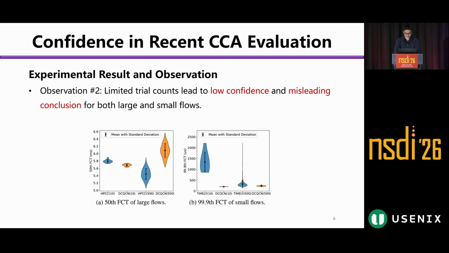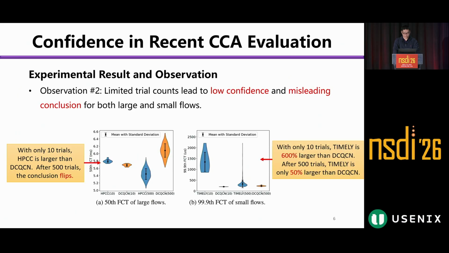The second observation is that limited trial counts lead to low confidence and misleading conclusions for both large and small flows. For large flows with only 10 trials, HPCC is larger than DCQCN. However, after 500 trials, the conclusion flips. HPCC is smaller than DCQCN. For small flows with only 10 trials, Timely is 6 times larger than DCQCN. But after 500 trials, Timely is only 50% larger than DCQCN. Clearly, these observations undermine the entire foundation of fair CCA evaluation.